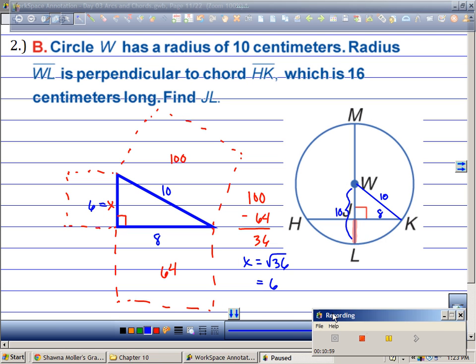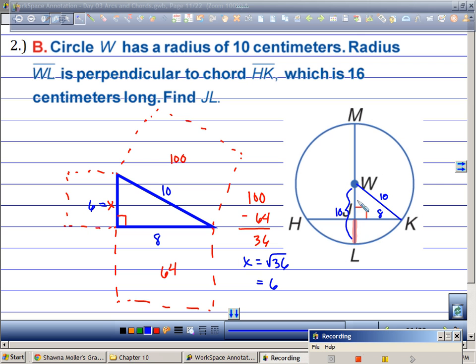But I'm not done. I just found this side, correct? So in order to find JL, I need to subtract 6 from 10, which is 4. So my answer is 4.